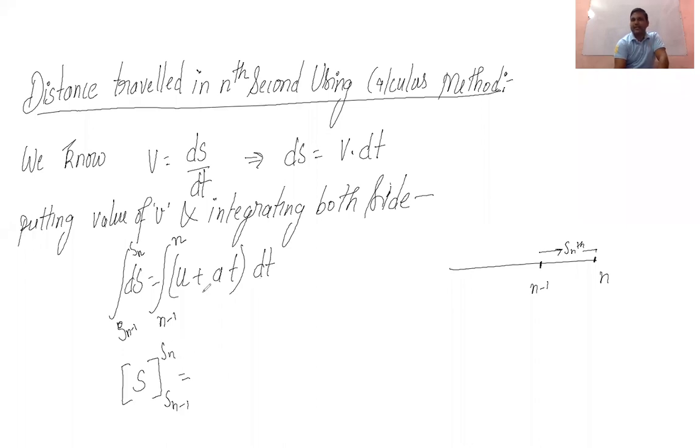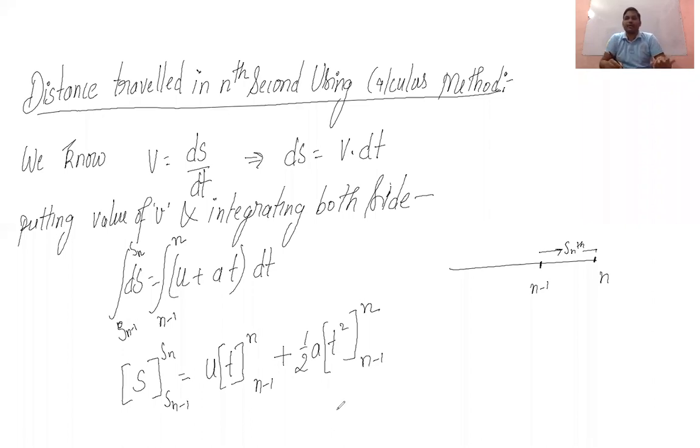Once you integrate this, it will become ut, and the limit will be n minus 1 to n, plus half a t square, and the limit will be n minus 1 to n. You have to just put the value of upper limit minus lower limit. Once you put the values of upper and lower limits, you will get the answer. Is this clear to all of you? You can do this?